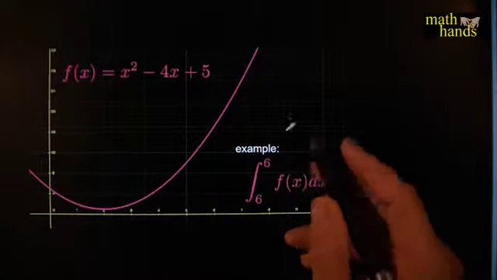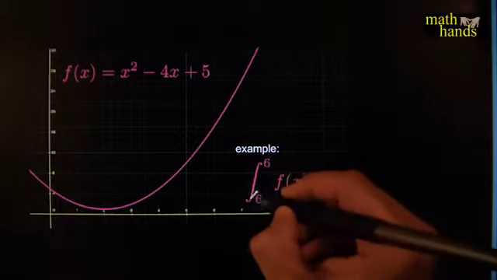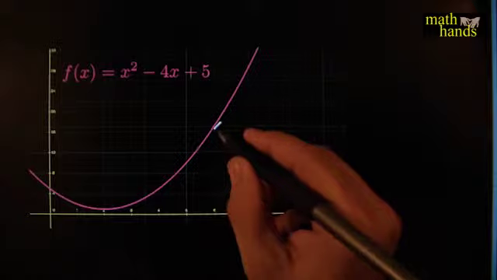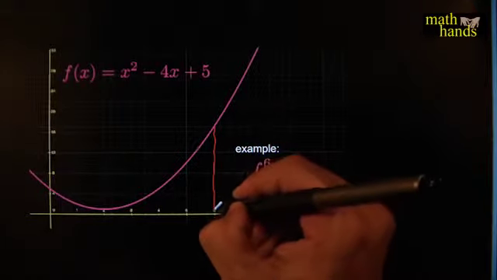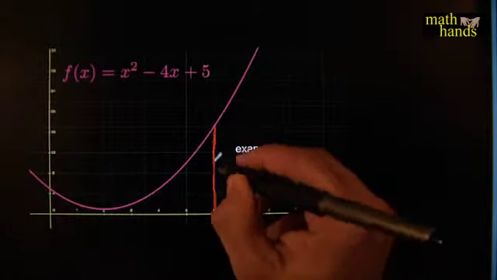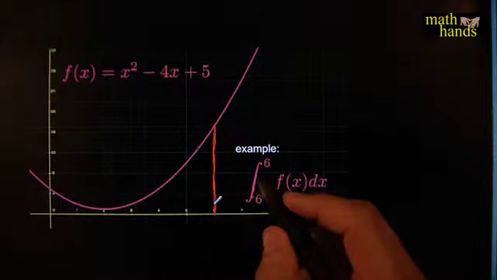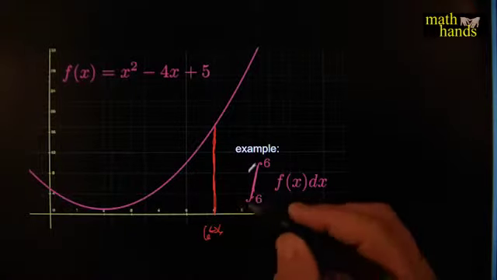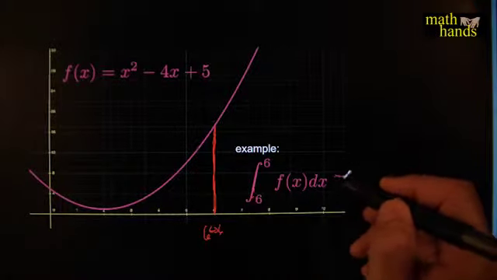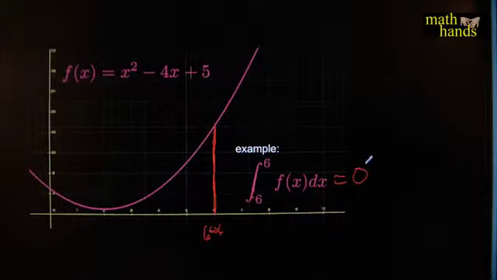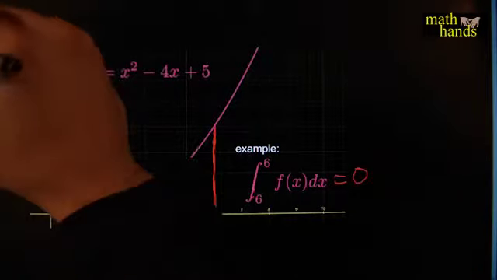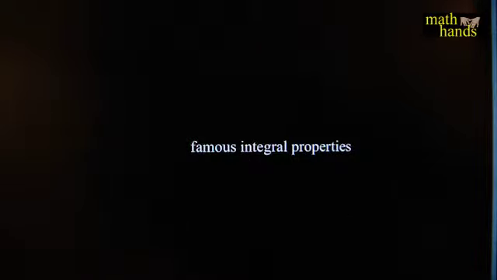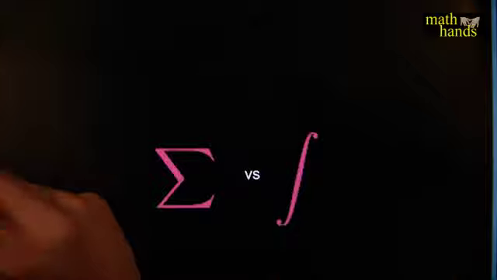Here's an interesting one. What would happen if you take the integral from 6 to 6 of f of x dx? What in the world does that mean? Well, that means you're going to find the area starting here at 6 and stopping at 6. Well, from 6 to 6, that's not very much area, is it? And so exactly what you might think happens. That area would be equal to 0. Okay? Those are some of the famous properties here.